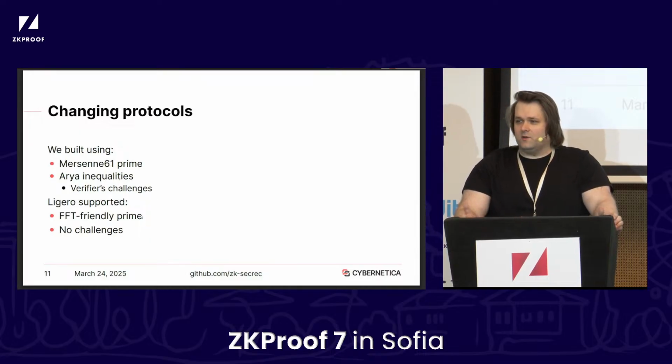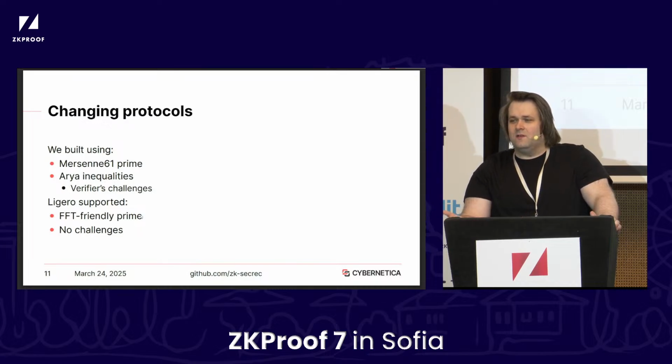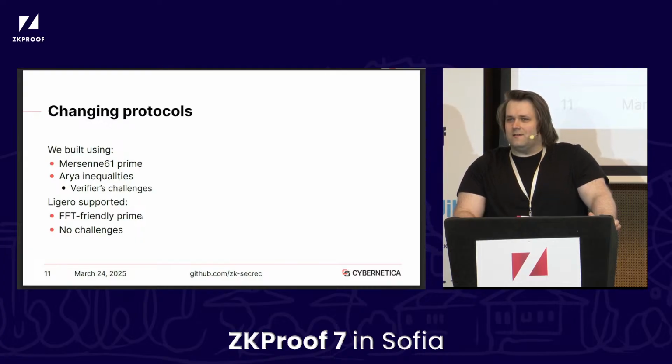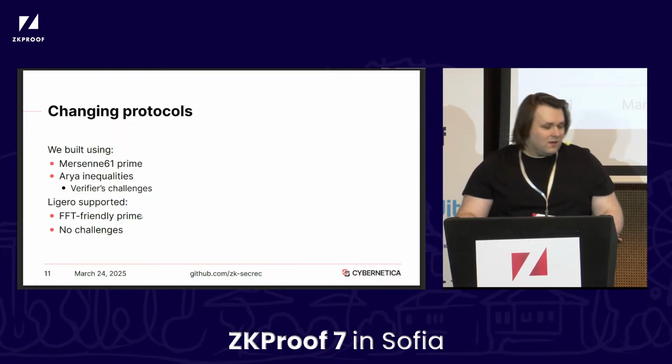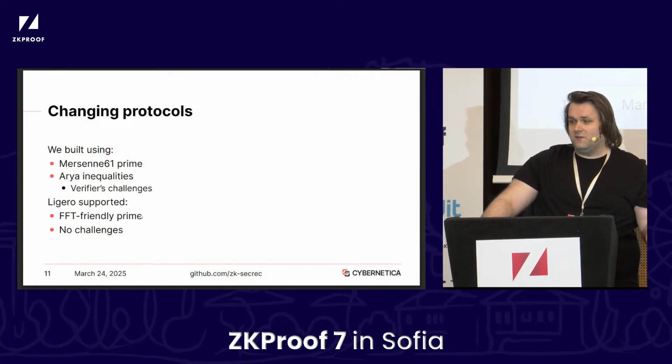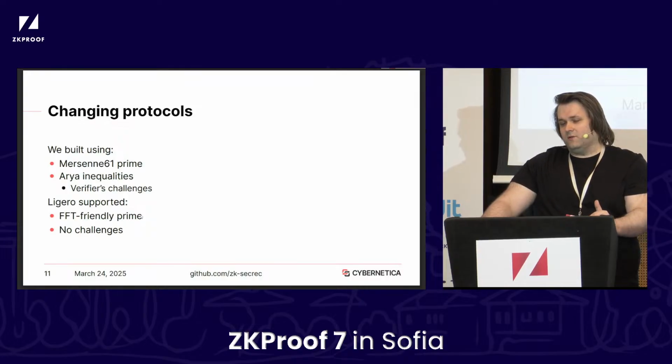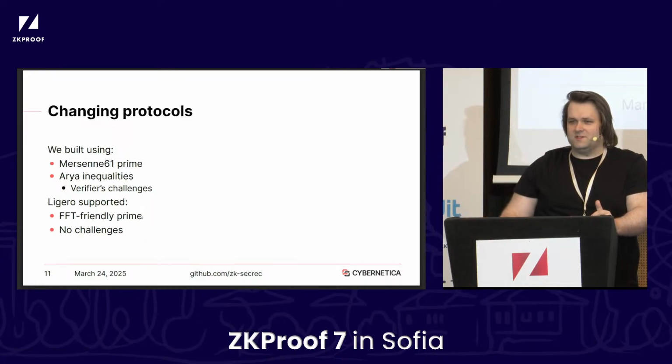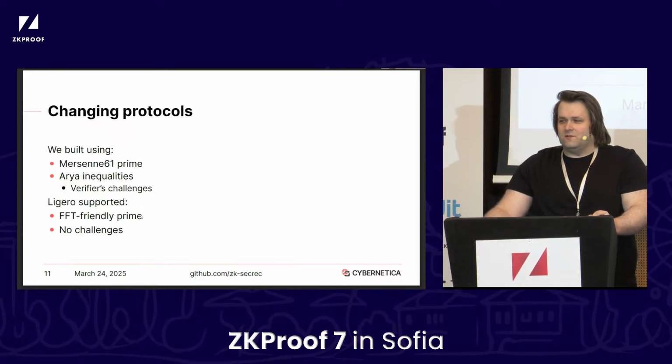So for example, when Ligero asked us to provide the use case for them as well, they required a different field, one that was fast Fourier transform friendly. And as far as I know, they did not have verifier-side challenges. To do this, it was actually quite simple. Because everything is polymorphic over the field elements, changing the field only required us to change one line and then recreate the Poseidon parameters. Then we double check that some constraints are okay, but it took very little time.